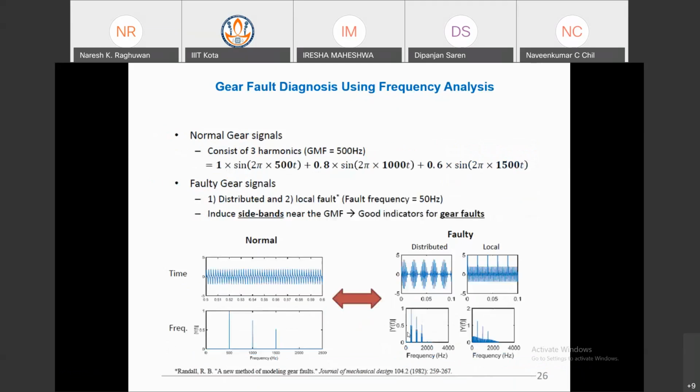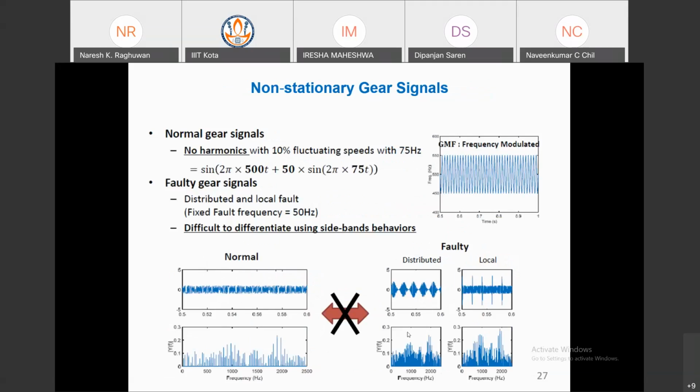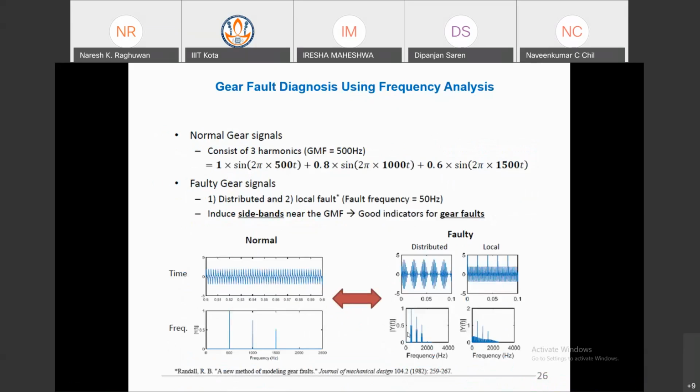So this is for stationary signals, very easy for analyzing. Non-stationary signals are what we have in practical use. With speed fluctuating by 10%, there is no clear harmonic; you cannot analyze the harmonics, you see some mixing. In a faulty signal you cannot see what frequency and what amplitude are changing. But in a stationary signal, you can see at what frequency and what amplitude there is.